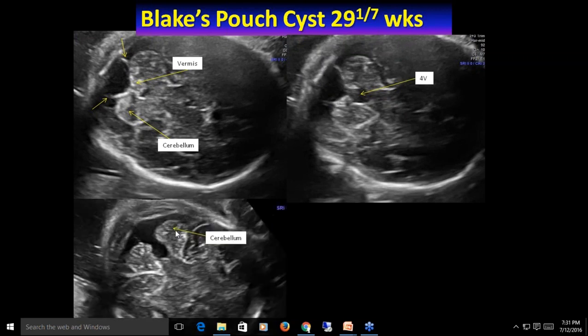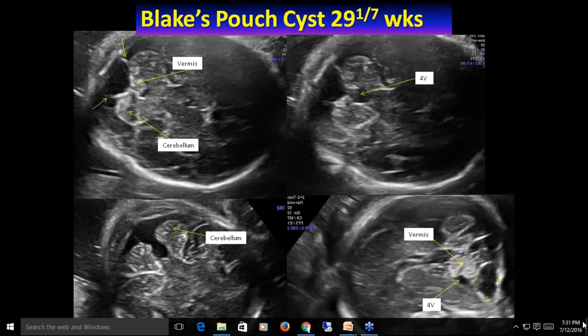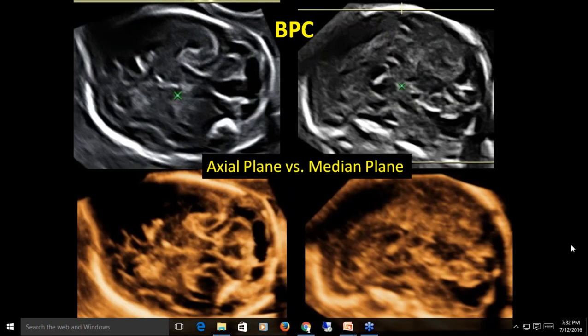Again, here we see the cerebellar hemisphere, the fourth ventricle, connecting with the Blake's pouch cyst. In the median plane, we see the normal appearing vermis, which is normal in size. The fourth ventricle looks relatively normal, and we can see here the cyst, the Blake's pouch cyst.